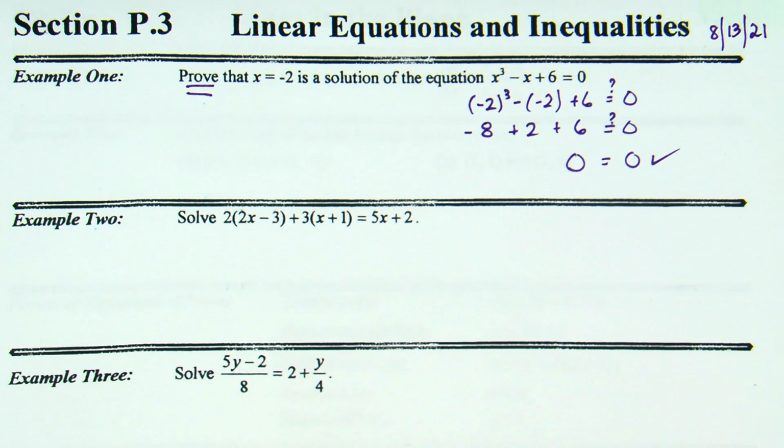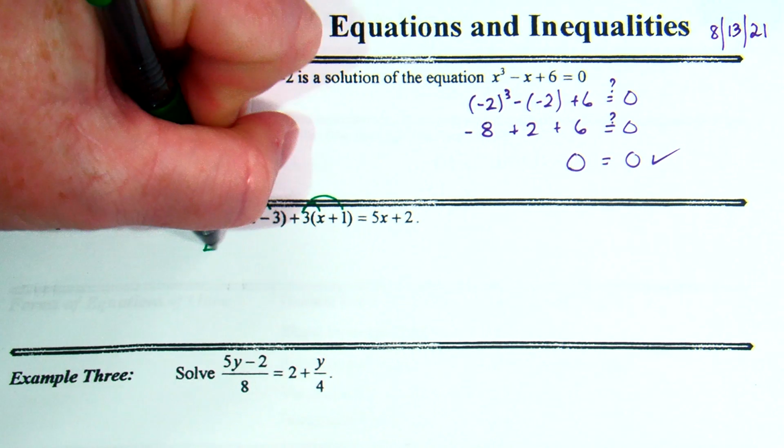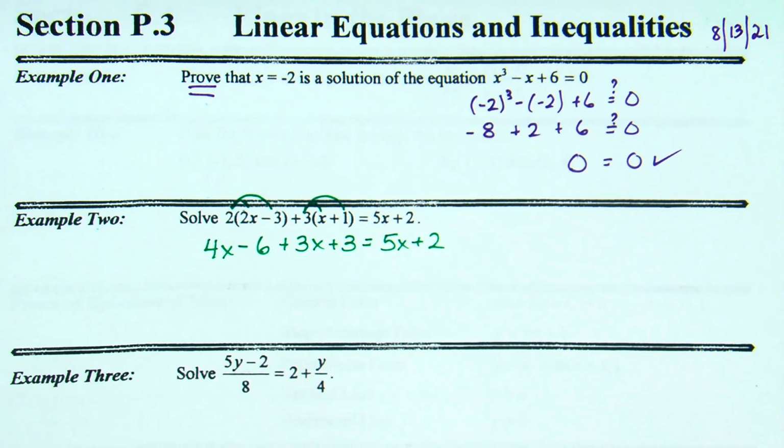Okay, example 2. Solve. You have an equation there. It says solve. I don't need to read it. Okay, what's step 1? Distribute. Hopefully if you've made it to pre-cal, you know the basics here. So when I distribute it, this line reads 4x minus 6 plus 3x plus 3 equals 5x plus 2. Okay, so we know to distribute. What's the next good step?